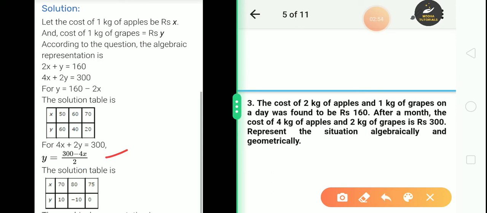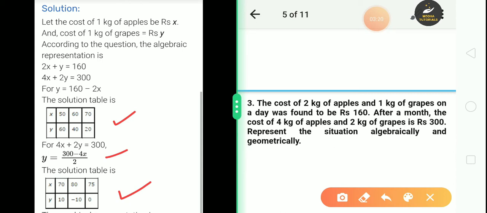Then assume x is equal to 75, and 4 into 75 is 300, and 300 minus 300 is 0. So 0 upon 2 is 0. So when x is 75, we are getting y as 0. So coordinates for first equation are (50, 60), (60, 40) and (70, 20), and coordinates for the second equation are (70, 10), (80, minus 10) and (75, 0).